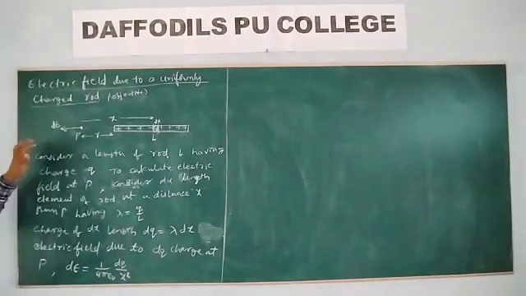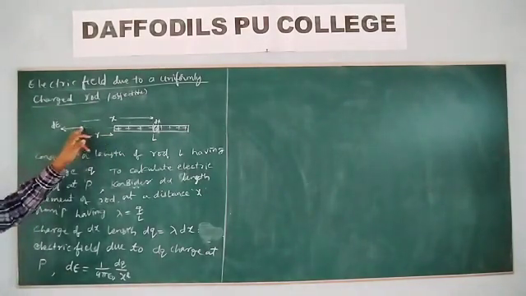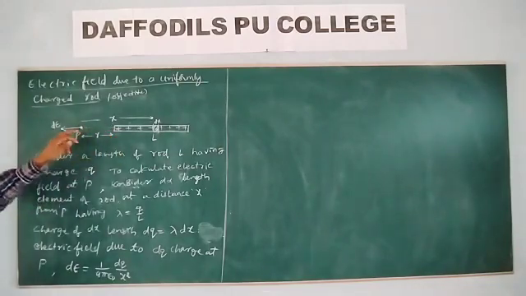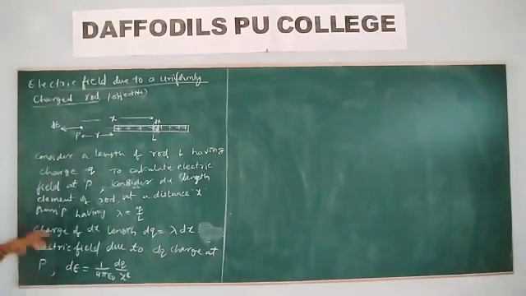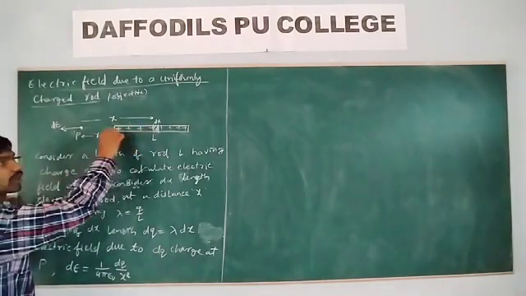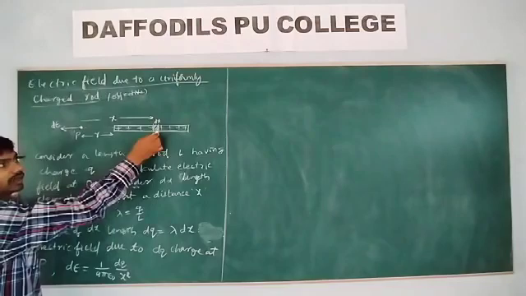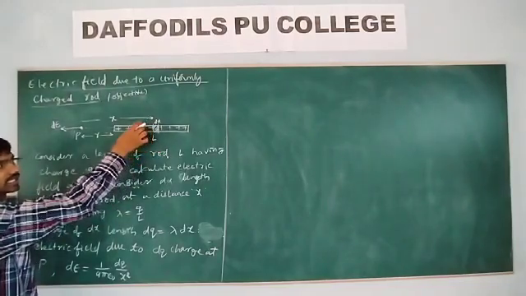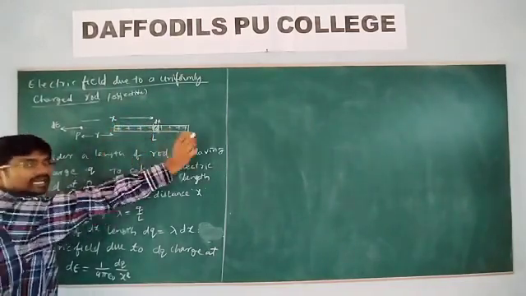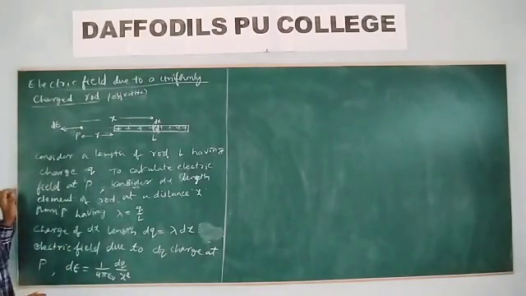As it is radially outward, if it were negatively charged it would be towards the charge, but as it is positively charged, it is away from it. But we need to calculate not just for dq, but for all elements. Like this we have taken dx1, dx2, dx3, dx4, dx5. Like that, for the entire length of the rod we need to calculate the electric field.